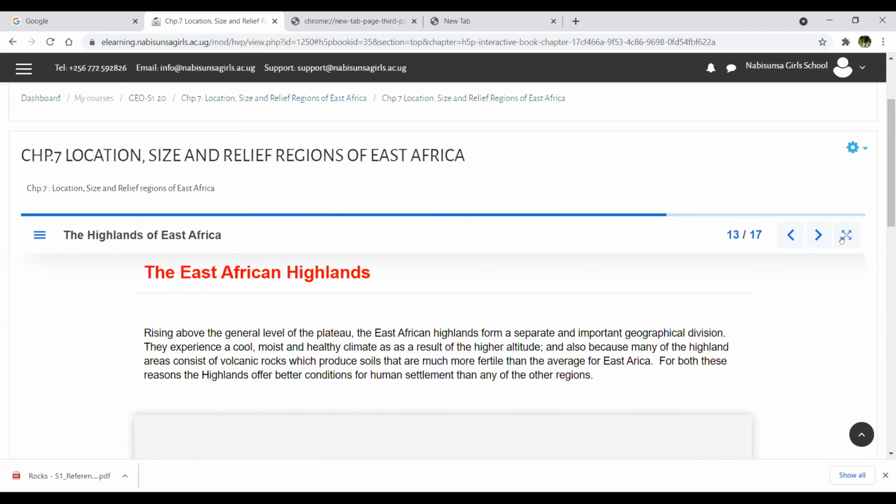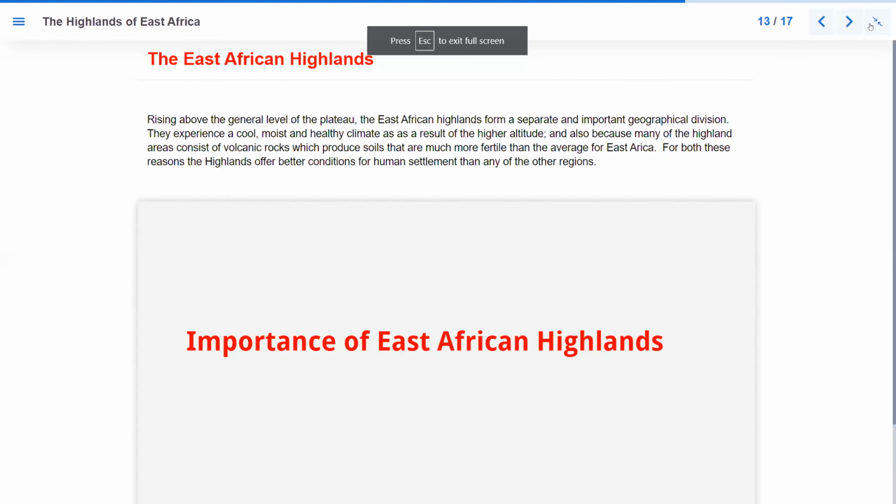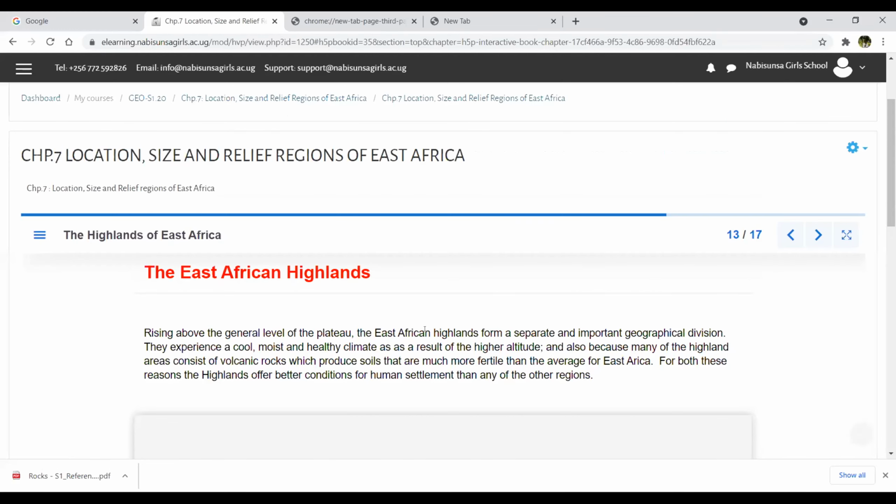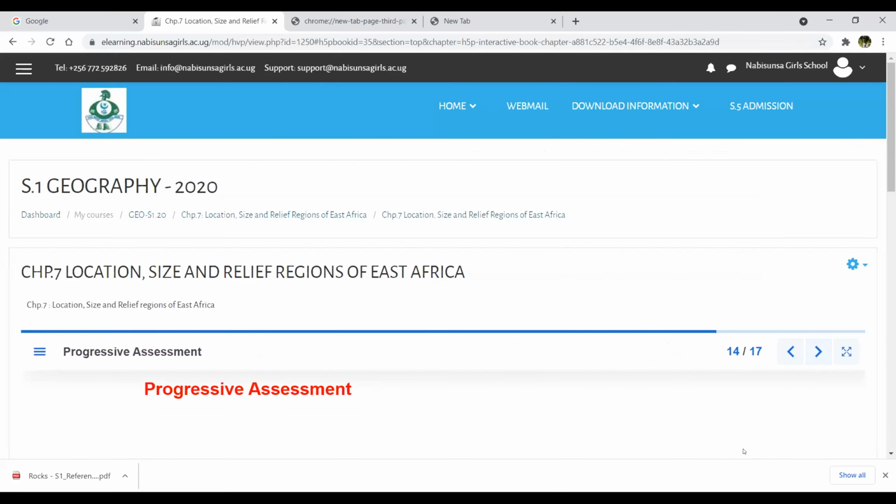I go to the one on the right. I enlarge. I reduce. So that's how we navigate. And then you can see for this one, it is saying page 13 out of 17. So I'm on page 13. I can then click next and I go to the next page, 14 out of 17, like that.